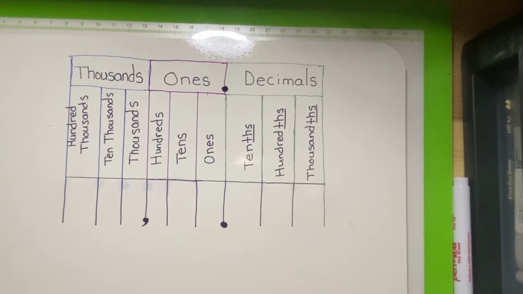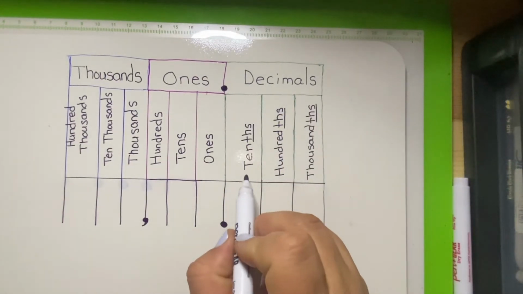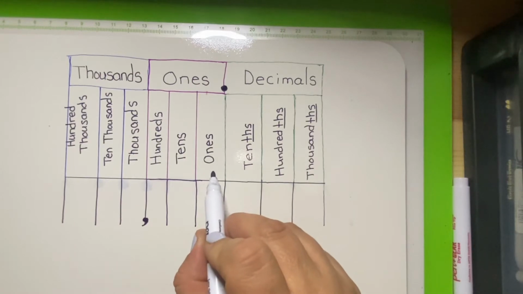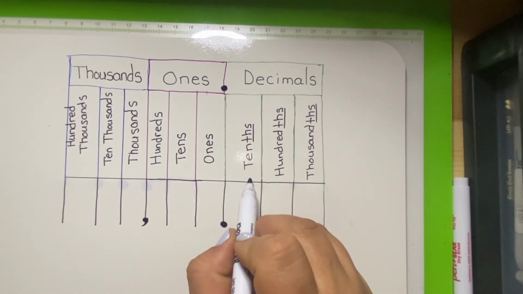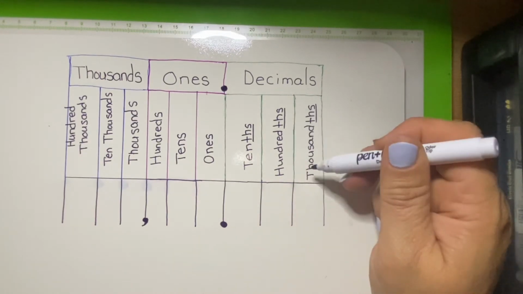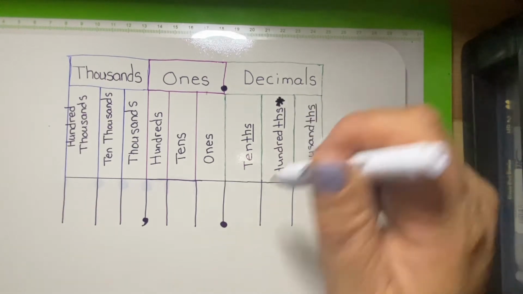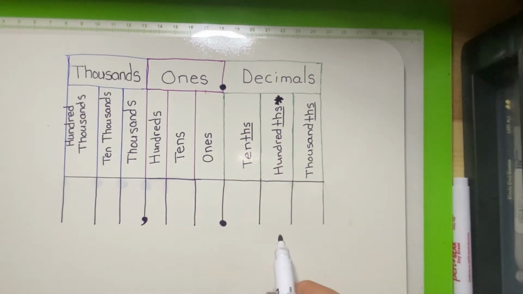So if we're talking about the hundredths place, we're talking about decimals. Here's our tenths. We don't have oneths. It goes right to tenths. Hundredths, and then thousandths. But we're talking about the hundredths place. So that means we're talking about this spot on a place value chart right here.